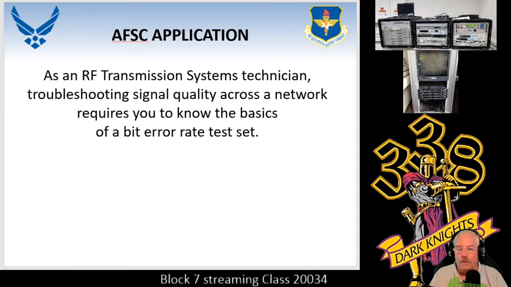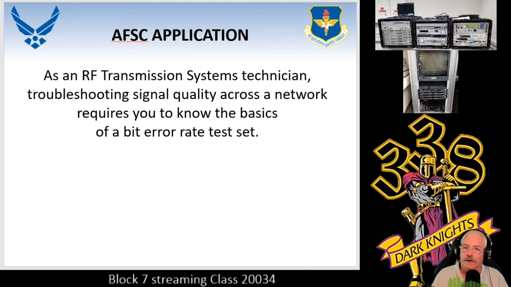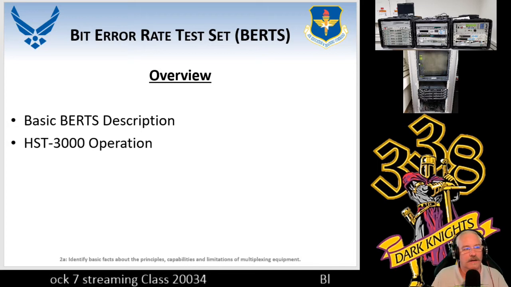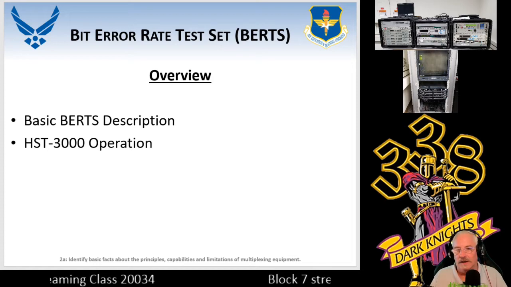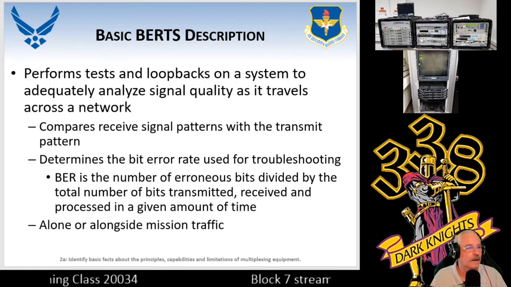Again, you've got to get 28 out of 40 in order to pass. You might have to use a BERT. In fact, in Block 9, you're going to be using the BERTs, better known as the HST 3000s. Let's take a look at it. We're going to describe it, look at the HST 3000, and go from there.